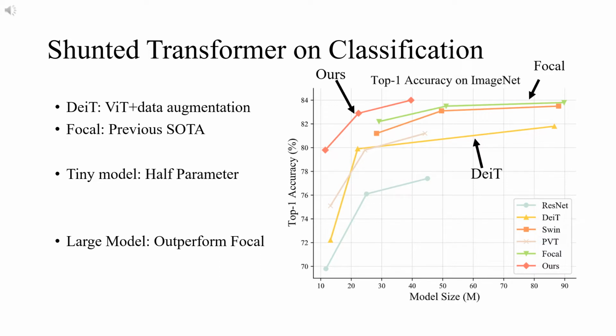For the large model, our Shunted Transformer outperforms the state-of-the-art Focal Transformer, while having half the model size. When scaling down to tiny sizes, Shunted Transformer achieves performance similar to that of DeiT-Small yet with only 50% of the parameters. Now let's see some details about why our Shunted Transformer is so powerful.